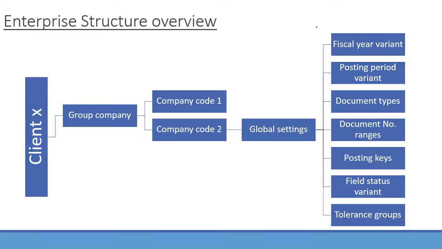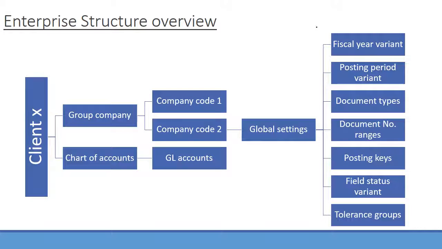Once these settings are complete, we will go ahead and create what are called chart of accounts and GL accounts. Now this GL account and chart of accounts are linked to company codes, which will enable us to carry out the financial postings. In order to do our first financial entry, we need to have all the settings in place. So that's why it is called enterprise structure.